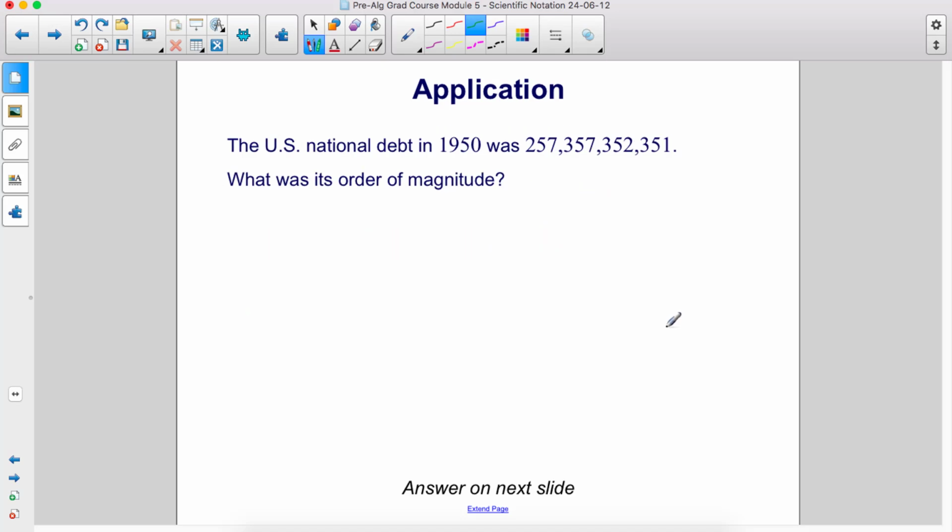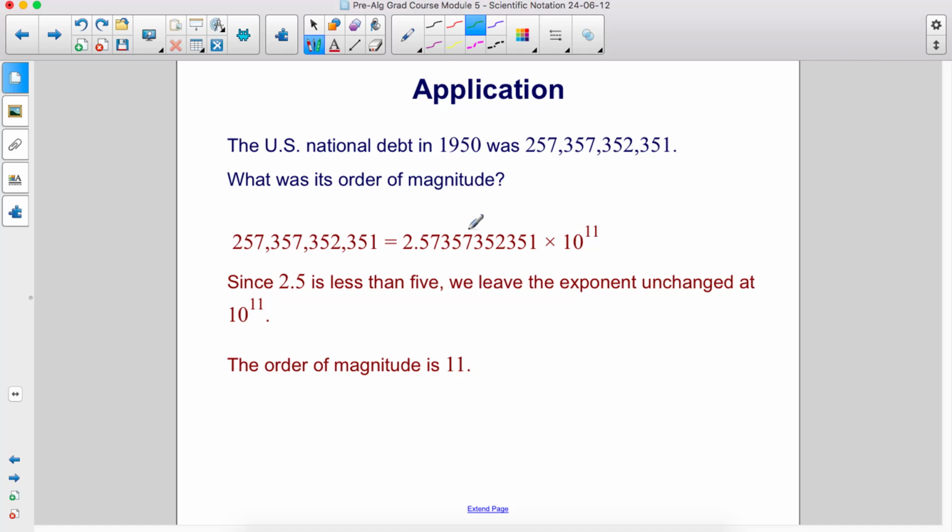The U.S. national debt in 1950 was $257,357,352,351. What was its order of magnitude? First, we put this into scientific notation. So the decimal's here, so we have to move it 1, 2, 3, 4, 5, 6, 7, 8, 9, 10, 11 places. So we move the decimal there, 2.57 times 10 to the 11th. And since 2 is less than 5, we just get rid of the coefficient, and we have our answer, 10 to the 11th. Therefore, the order of magnitude is 11.